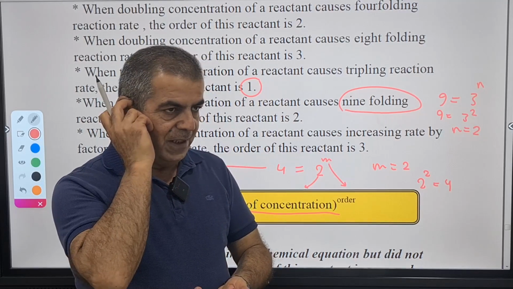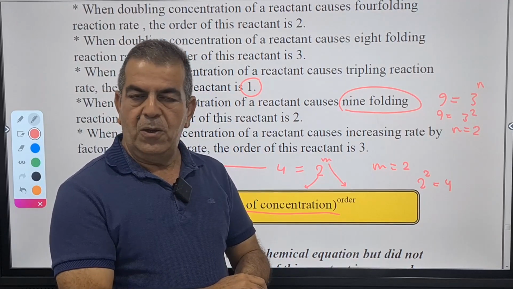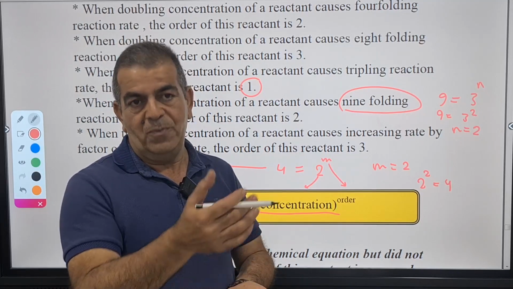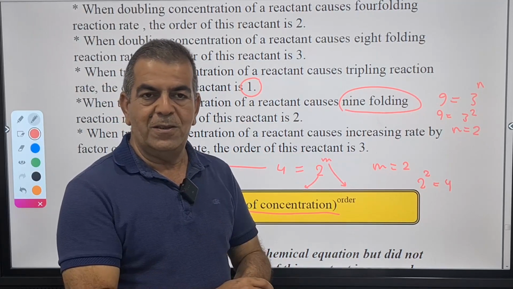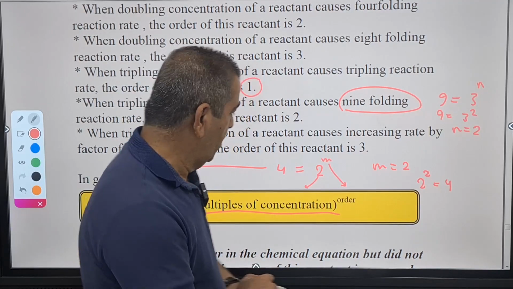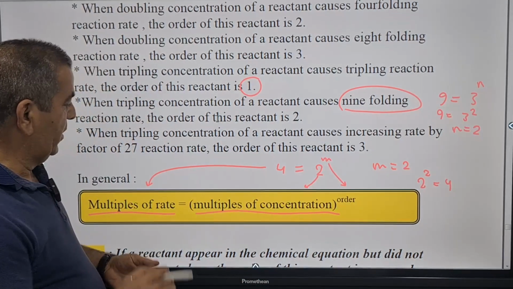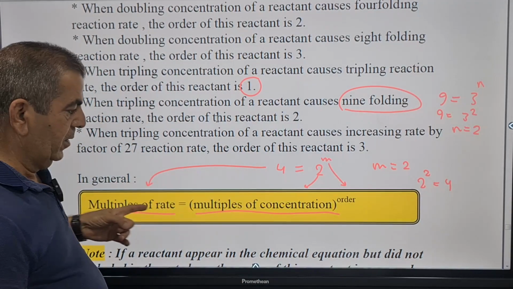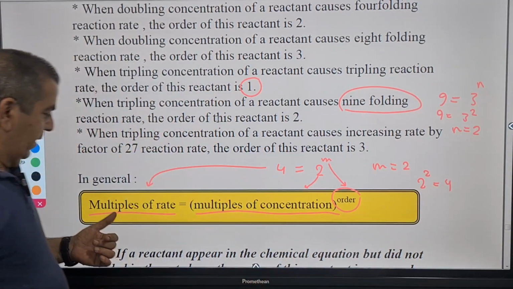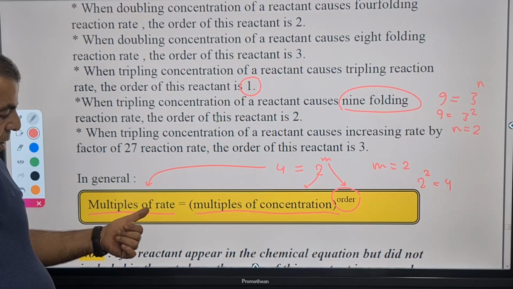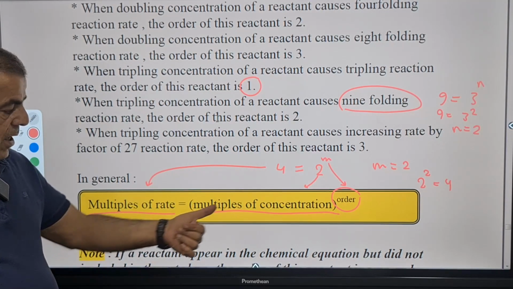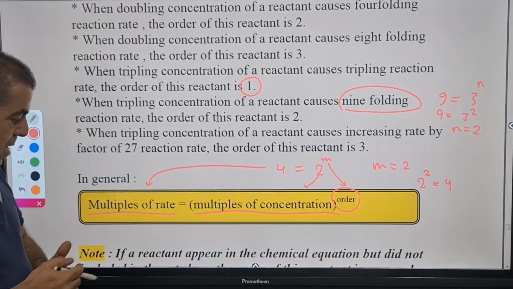Okay, we have another case. If doubling the concentration causes the rate to 8-fold, so 8 equals 2 to the power 3. This also means that the order of this reactant is 3. Okay, we just said that we can use this general rule to find the order. Of course, the multiples of rate can be taken from the experiments given in the question, and the multiples of concentration also will be given.